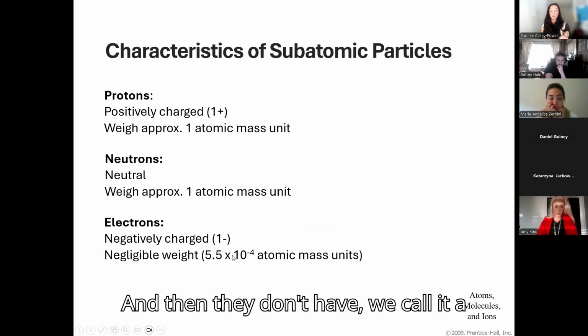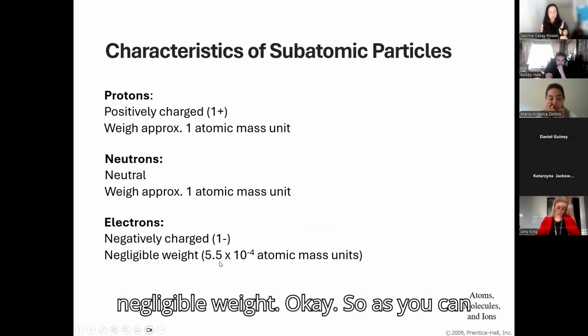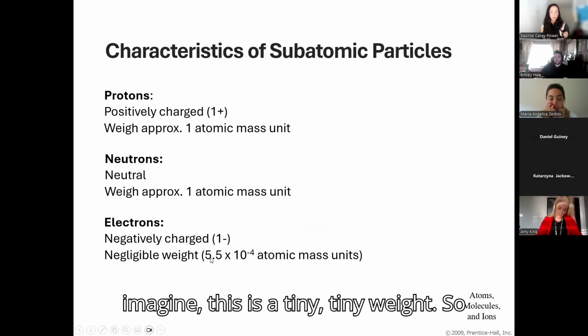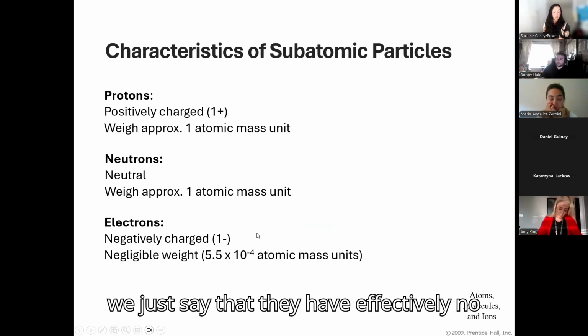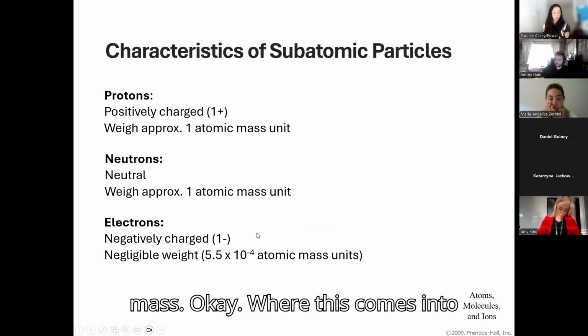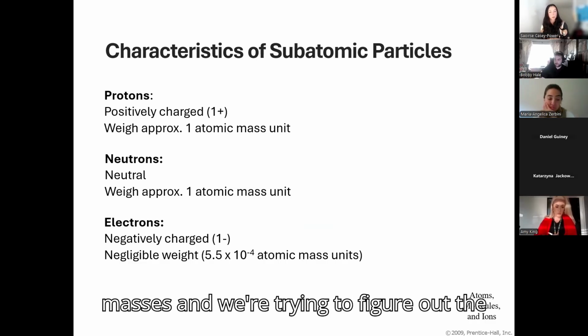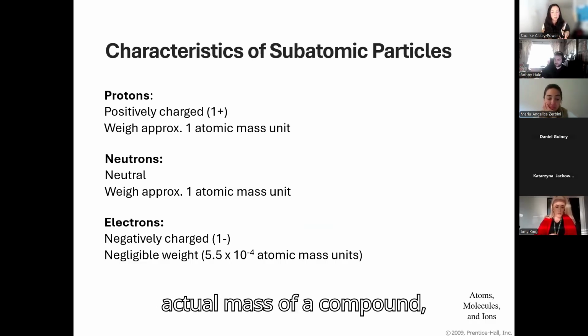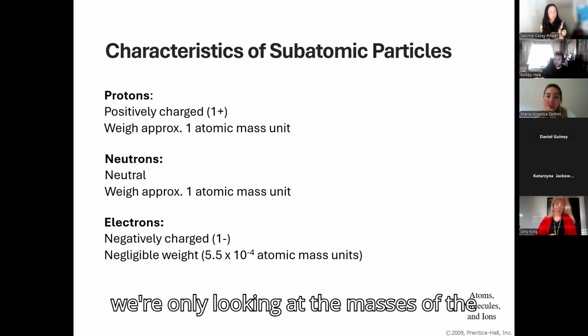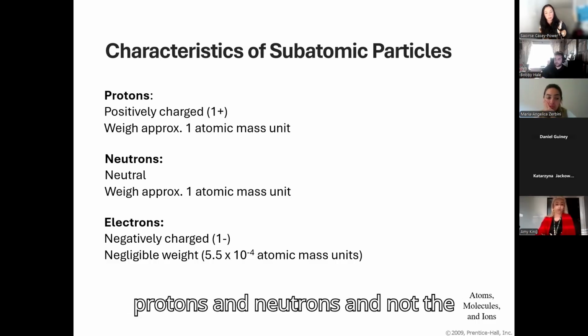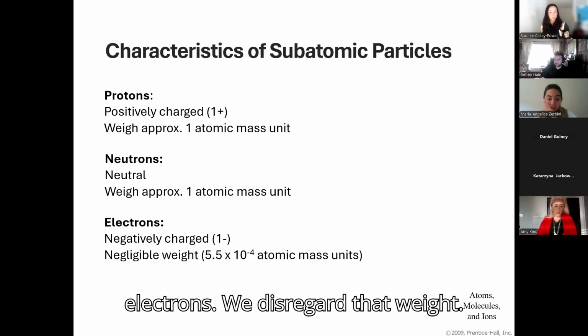Electrons have what we call a negligible weight. As you can imagine, this is a tiny weight, so we just say that they have effectively no mass. Where this comes into play is that when we're looking at atomic masses and trying to figure out the actual mass of a compound, we're only looking at the masses of the protons and neutrons and not the electrons. We disregard that weight.